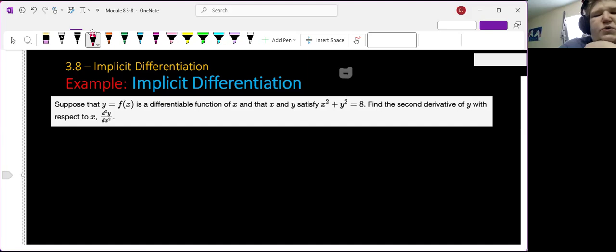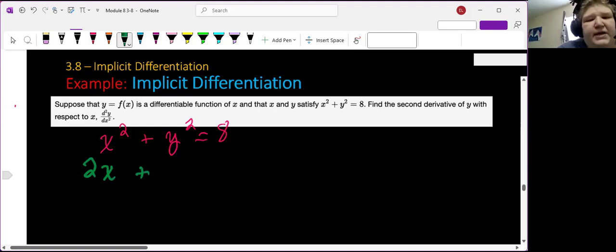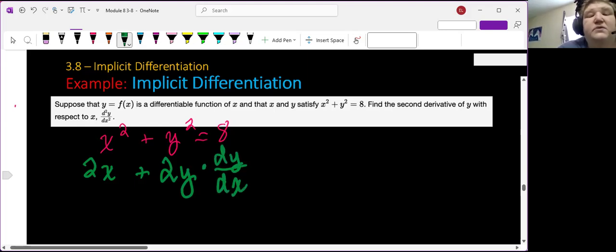So x squared plus y squared equals 8. So our derivative of x squared, power down, so that will be 2x plus derivative of y squared, again power down, 2y times dy dx equals derivative of a constant, flat line, is 0.